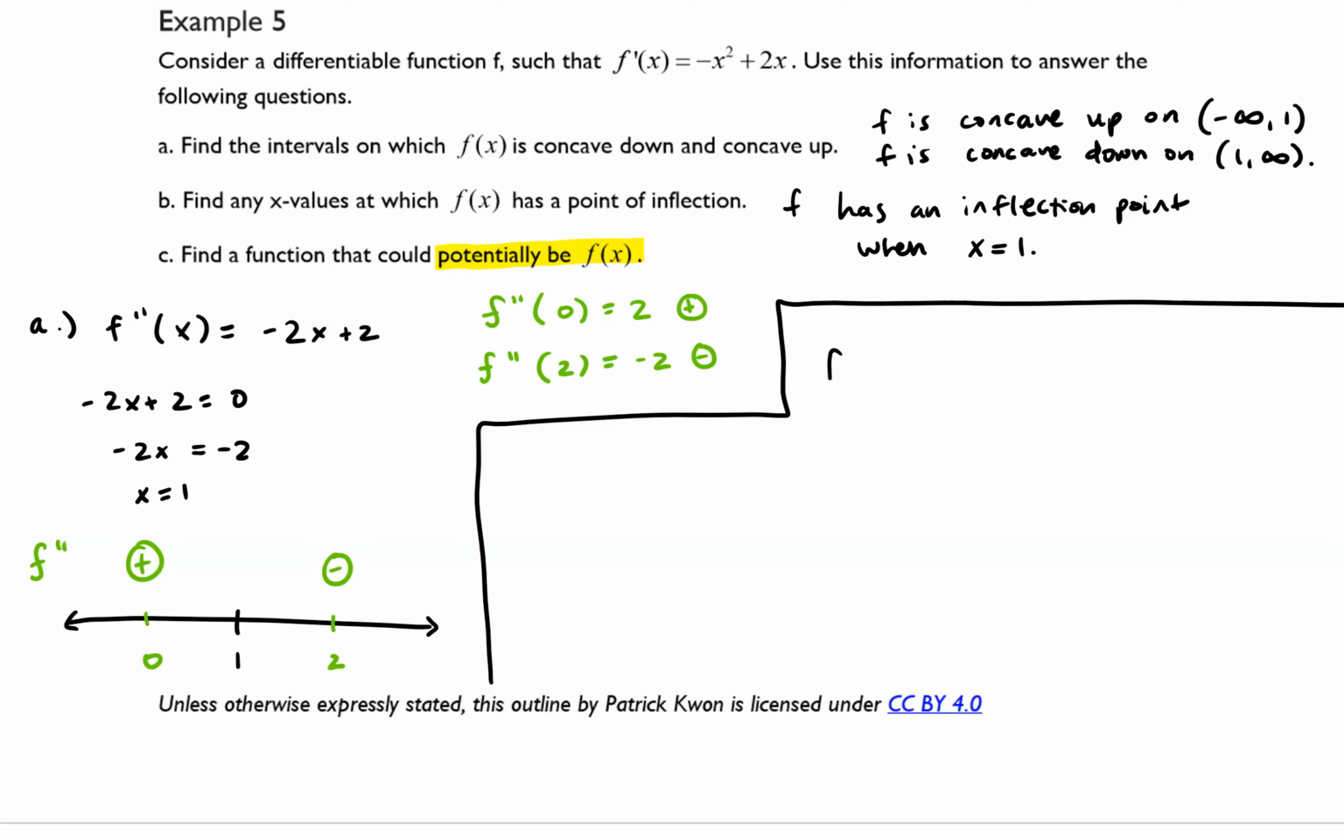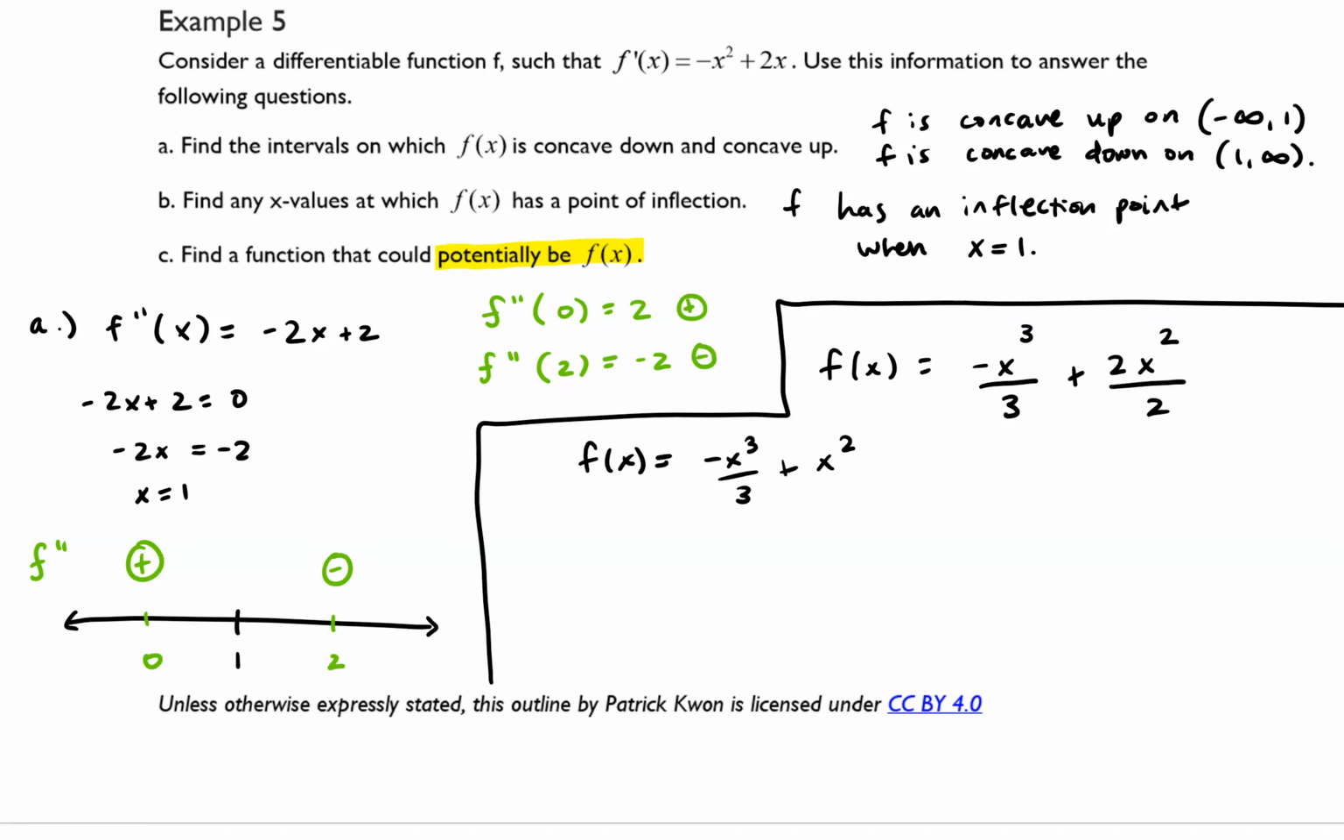So f of x is going to equal, we have negative x squared, so instead of writing x squared, I'm going to increase the power by 1 and make it x cubed, and divide that by 3, and then plus 2x, and I'll raise the power by 1 and then divide this by 2, and those would cancel out, and so we'd get f of x is equal to negative x cubed over 3 plus x squared.